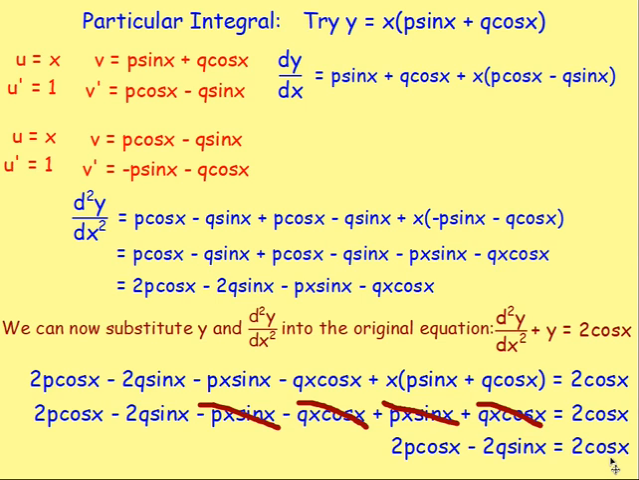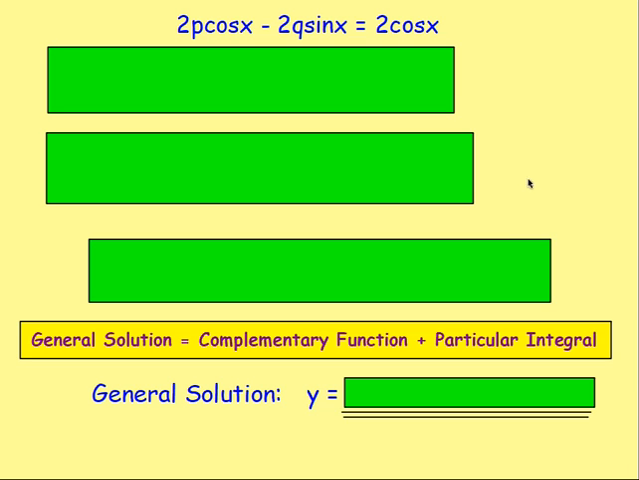We need to find these values of p and q. How could we go about doing that, Fiona? What do you think we would do? Equate the coefficients. Perfect. From there, you equate the coefficients. So we've got down to 2p cos x minus 2q sine x equals 2 cos x.